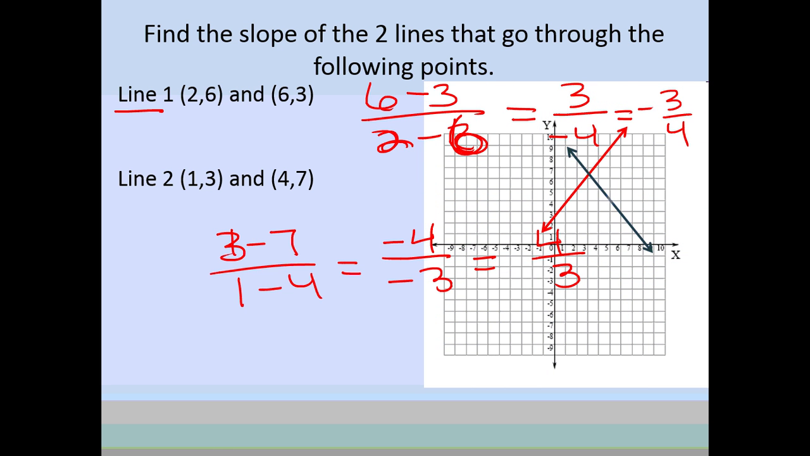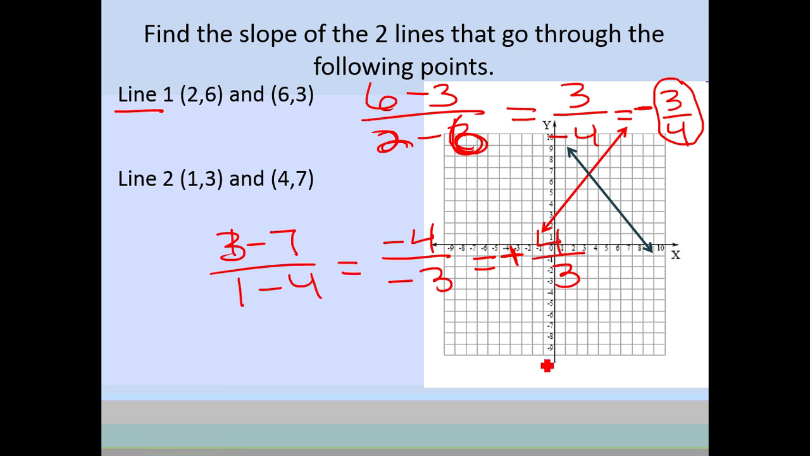Now if we take a look at these two lines, these two lines right here have opposite reciprocals for steepness. When I say opposite, that means one is negative and one is positive. And when I say reciprocals, that means one is 3/4, and if I take that and flip it, the numerator becomes the denominator and the denominator becomes the numerator. So if I take this fraction and flip it, I get 4/3.